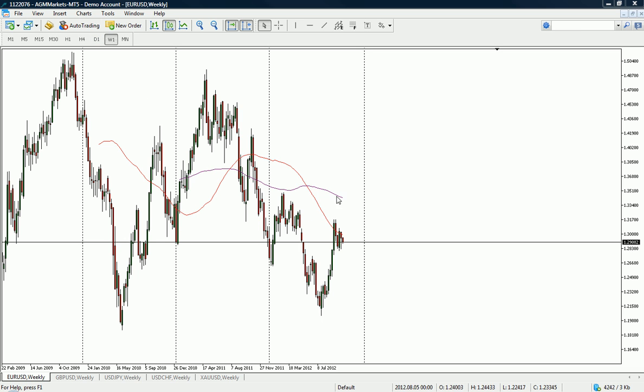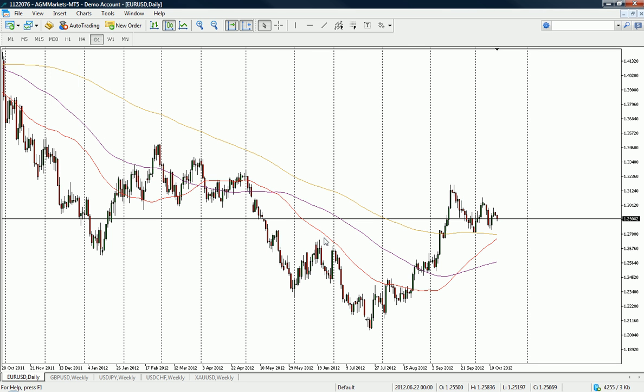For anyone who follows, we have 3 moving averages on these charts, apart from the weekly charts because the data doesn't go back that far. We need to get that sorted on the platform. The red moving average is a 55 simple, the purple is 100 simple, and the gold is a 200 simple moving average.